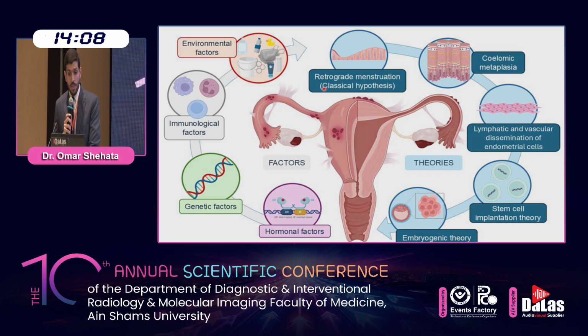About the etiology, the exact etiology of endometriosis remains unclear. The most prevalent theory is the retrograde menstruation phenomenon. The reflux of endometrial tissue through the fallopian tube by retrograde menstruation results in implantation and growth on the peritoneal surface. Other theories are detailed in the image.